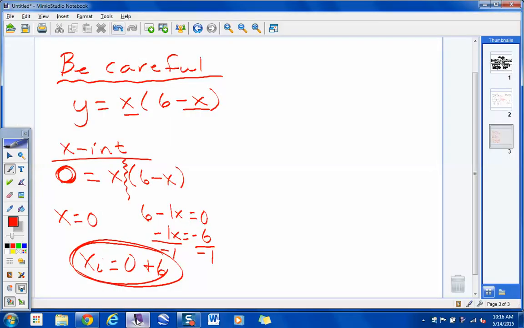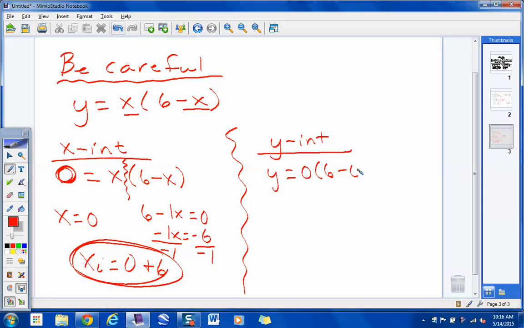Then, y-intercept part. Set x equal to what? 0. Okay. Agree? Yep. This is really y equals 0 times 6, isn't it? Which is what value?